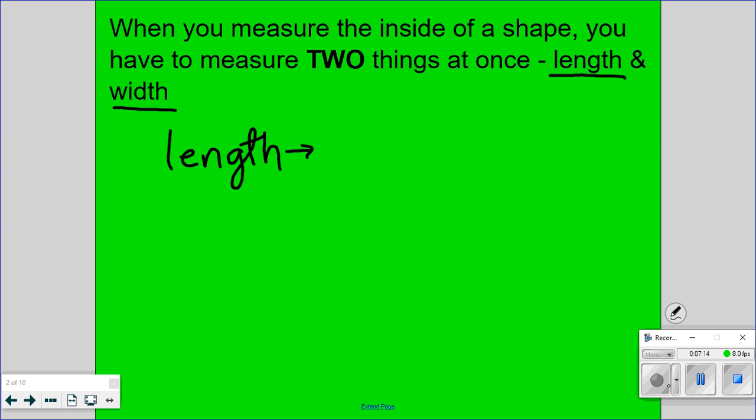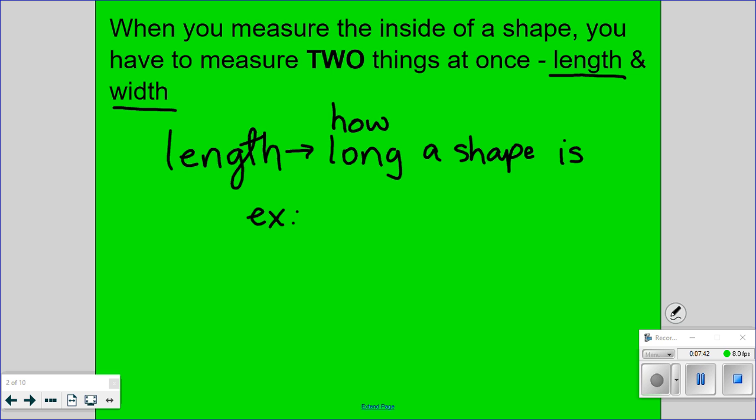I like to remember length because to me length almost looks like long. Do you see where it almost looks like long? It is how long a shape is. To make that easy, let's think of a square or a rectangle. X, for example. And then I'm just going to draw a rectangle.